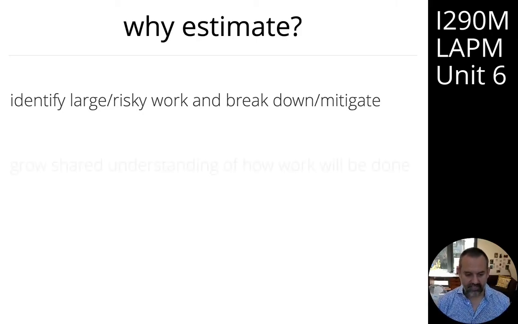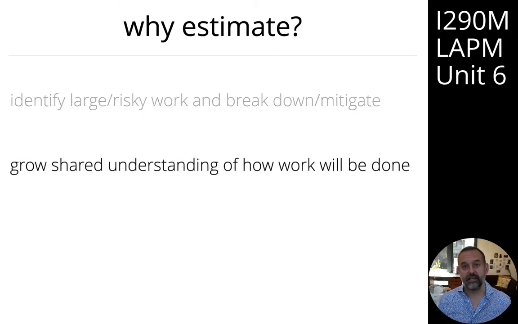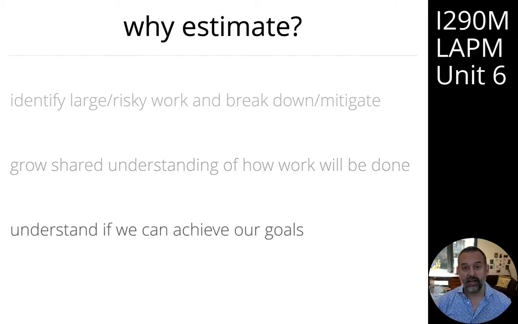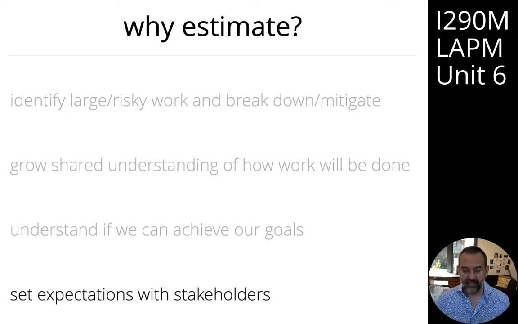The second goal of estimation is to develop a shared understanding on the team of how the work will be done, and that's one of the key outcomes of the planning meeting. Number 4, we want to understand if we can actually achieve our goals in the available time. Finally, once we've worked out if we can achieve those goals, we need to report back to our stakeholders so we can set their expectations about what's going to be achieved in the next iteration.